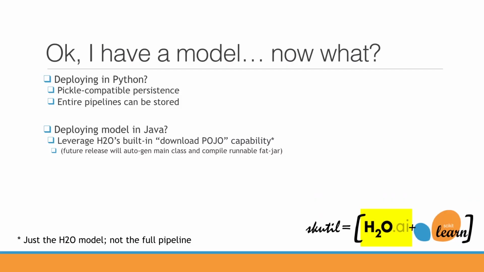So, and that's what we have here. So you have a model now. How can we deploy it? And that's really what the question is all about here, and the theme for Scikit-Util. So if you're deploying in Python, you have this entire pipeline. You can pickle it, and it plays nicely with H2O's persistence model as well.